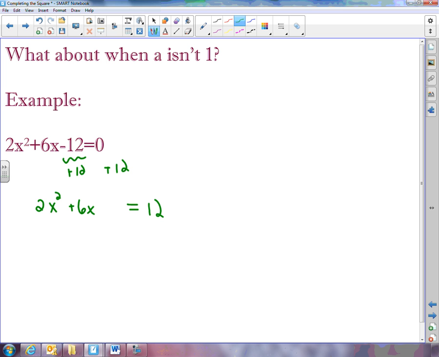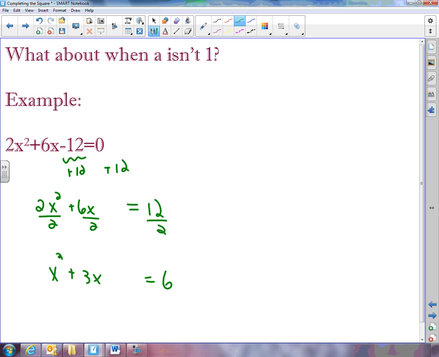So now the next step is to divide so that a is 1. Here my a is 2, so you have to think about what you need to divide by in order to make a 1. That number is just going to be whatever a is. Here I'm going to divide every piece by 2. So I get x squared plus 3x equals 6.